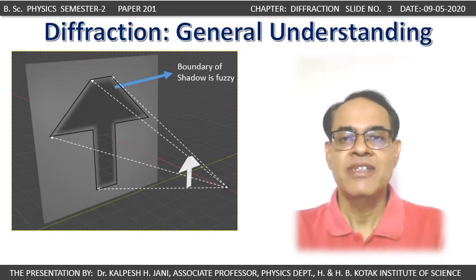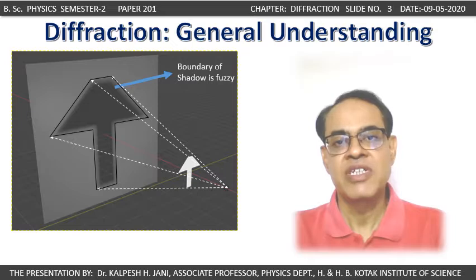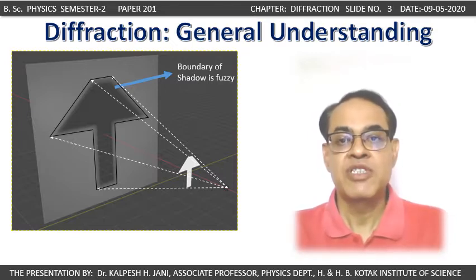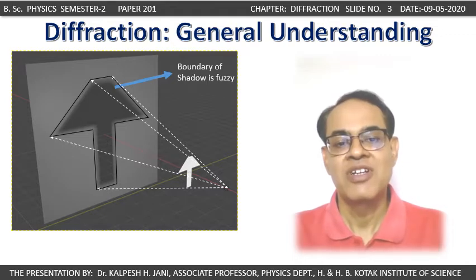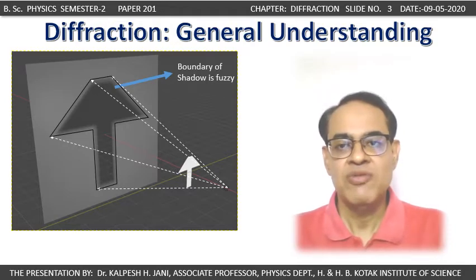Outside this outline there must be an illuminated region. Inside this outline there must be a dark region. So the shadow must be within this. This must be the boundary of the shadow, a very sharp boundary. But actually we find that our actual shadow is inside this. It is smaller than this region covered by the outline, and this shadow is also having a fuzzy boundary.